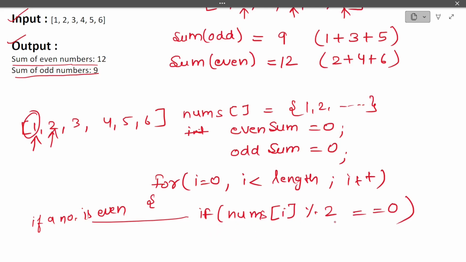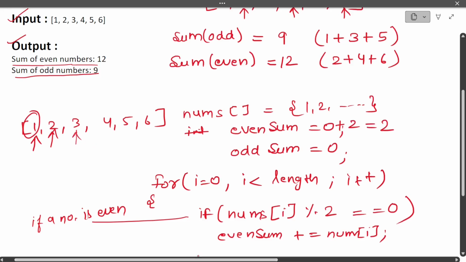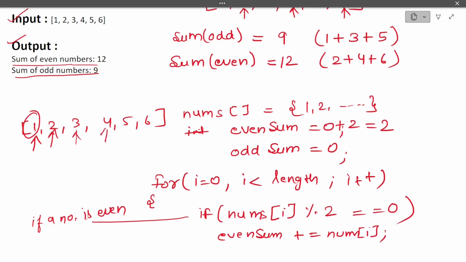So when this turns out to be true, what we will do is even sum plus equals nums of i. Okay, so what will happen? Previously our even sum value was 0, and now it will be plus 2, which will be 2, right? So in a similar way, we will iterate again for 3, it will go in the else condition, which we are going to write further. But for 4, let's see. So when we have 4, again it will come in this condition. By that time, the even sum value is 2. So what will it do? It will add 4 to it. So we will get 6.